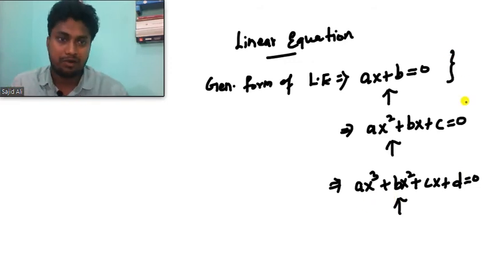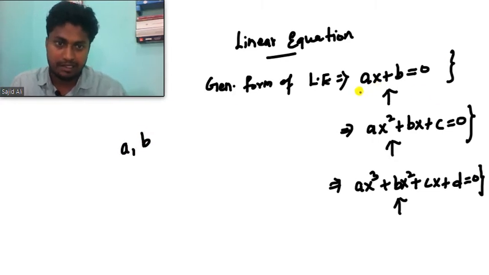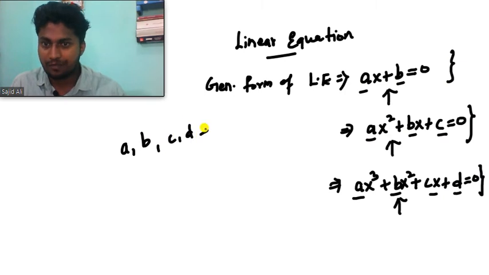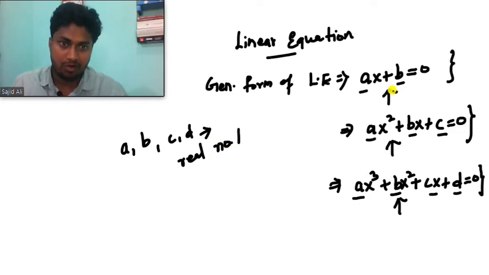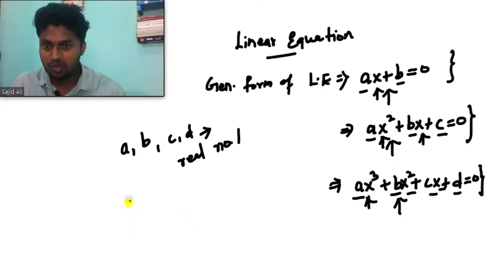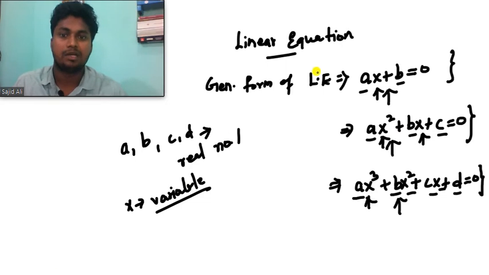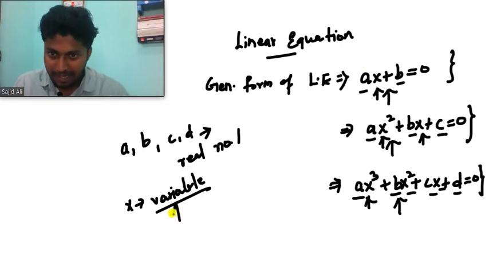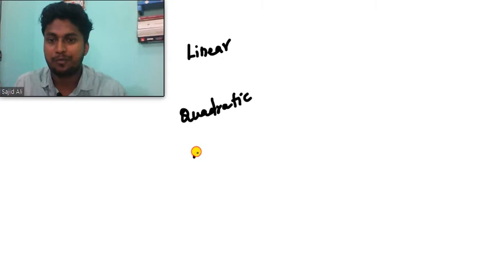Now what is the difference between all these three? If you look at the variables, a and b in the first, a, b and c here, and a, b, c and d here, they all are real numbers. They can be either positive or negative. But in all these three we have x given there, right? You can see them. So we call this x a variable. Depending upon the variable, we classify an equation into linear equation, quadratic equation, and cubic equation.